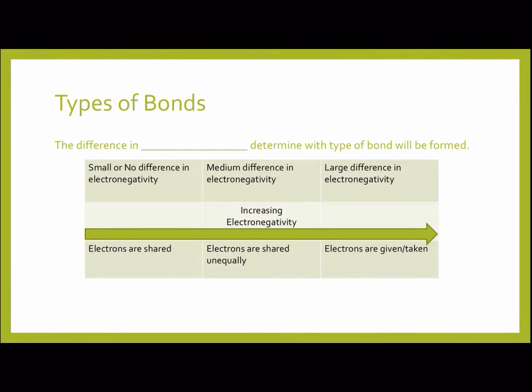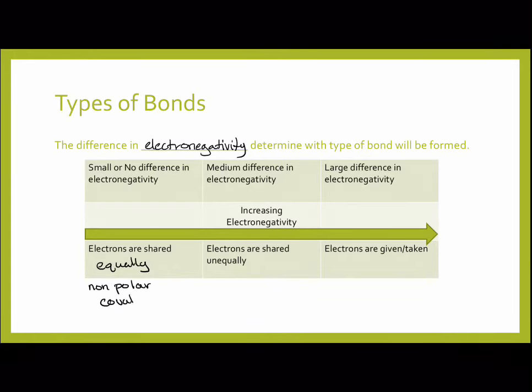So the difference in electronegativity determines what type of bond will be formed. Remember that electronegativity is the measure of the tendency of an atom to attract a bonding pair of electrons. So, how much an atom wants more electrons. If there is a small or no difference in electronegativity, then the electrons are going to be shared equally.